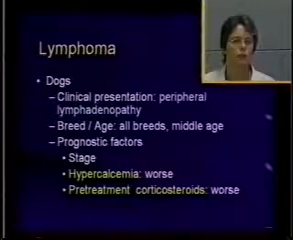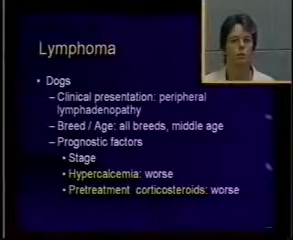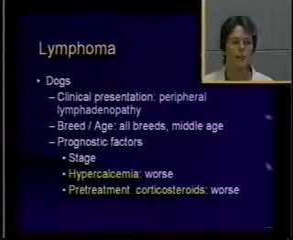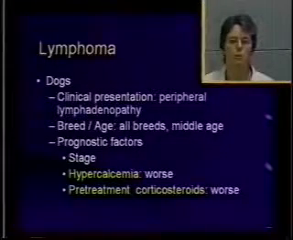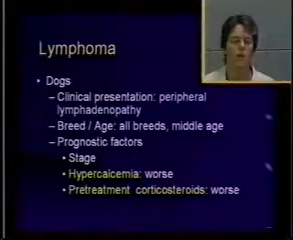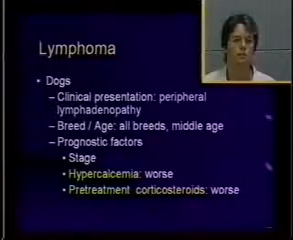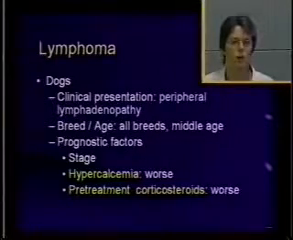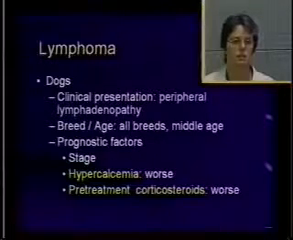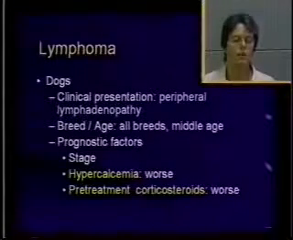In dogs, peripheral lymphadenopathy is the most common clinical presentation of lymphoma, and it's generally referred to as multicentric lymphoma. It can actually affect all breeds of dogs. It is reported to occur with a higher prevalence in certain breeds and certainly in purebred dogs. And these dogs tend to be middle-aged, although occasionally we will see lymphoma in dogs as young as 16 or 18 months of age.